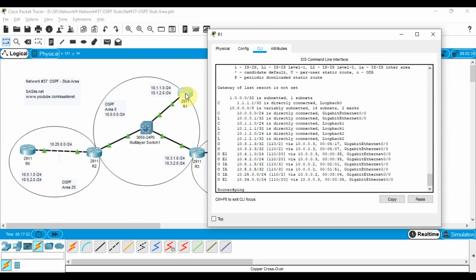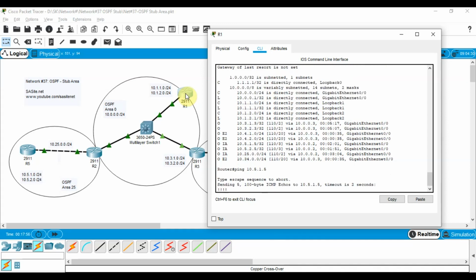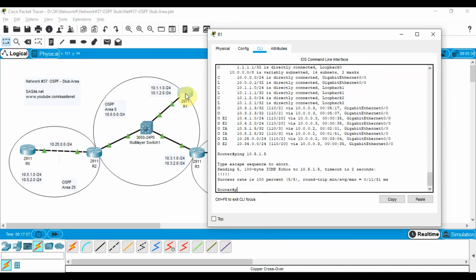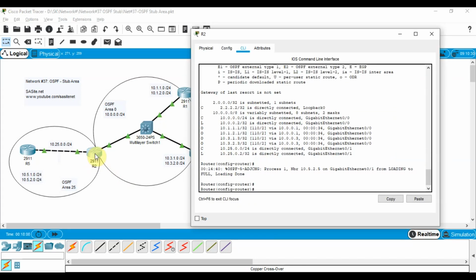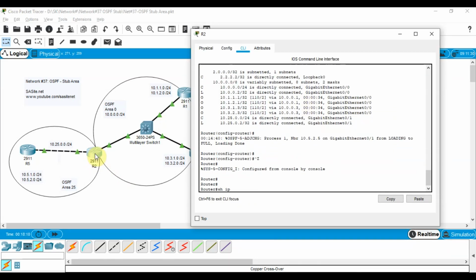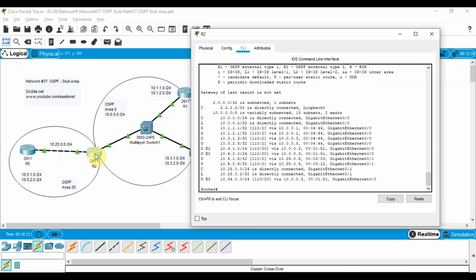Let's ping the network behind the R5, 10.5.1.5. Can ping. Let's ping behind the R4, which is located in the RIP network, and we have full connectivity without an issue. Same story goes for R2. For sure, we have full routing here.